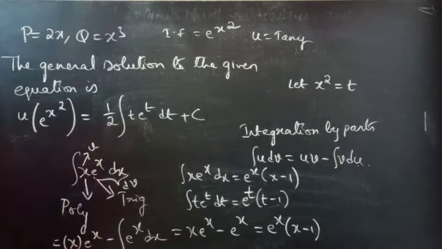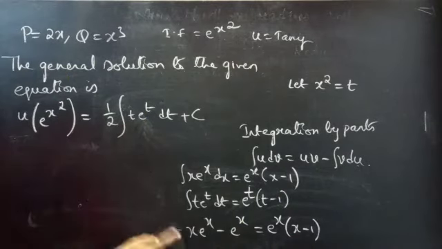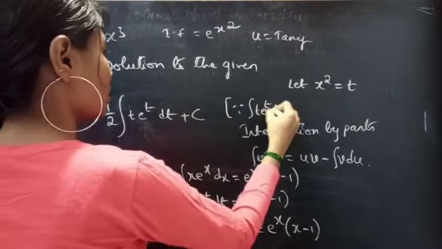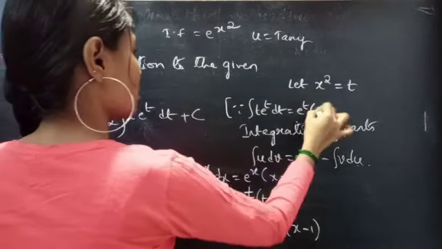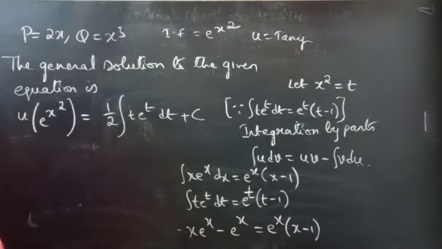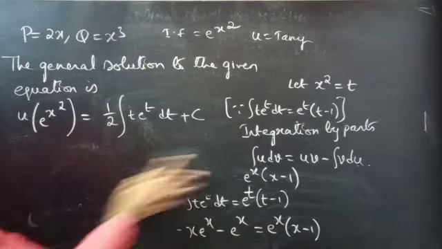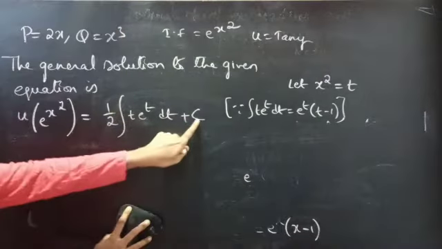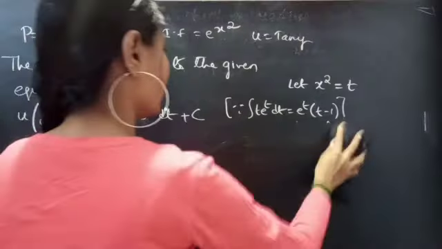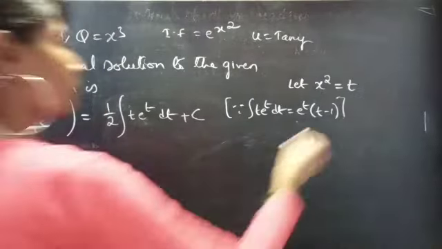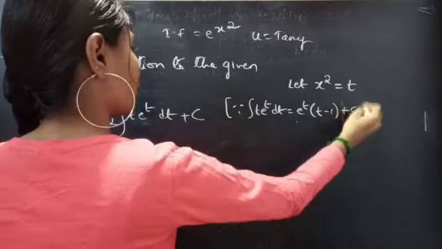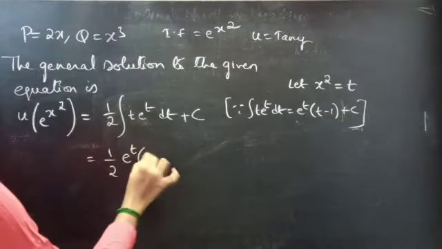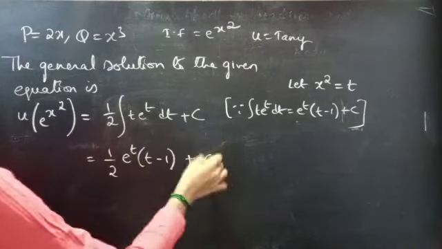So this becomes, since integral t e power t dt equals e power t times t minus 1, we'll not write constants everywhere in the integral, okay? We are having already one constant, and that is enough, okay? No need to write everywhere. So this becomes 1 by 2 into e power t into t minus 1 plus c.